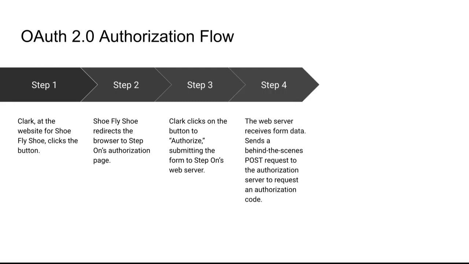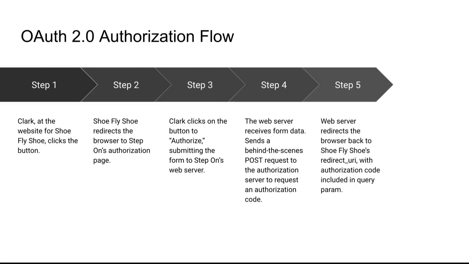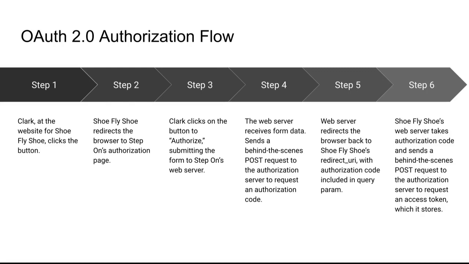The web server in the back end receives the form data, which has the client ID, which ShoeFlyShoe had set up, along with the scope of authorization that ShoeFlyShoe is asking for, that is step counts, along with the redirect URI, where it's supposed to send Clark after it's done. And the web server sends a post request behind the scenes to get an authorization code for ShoeFlyShoe. It gets that authorization code, and it sends Clark's browser back to ShoeFlyShoe to that redirect URI, and tacked on the end of it is a query parameter which has that authorization code.